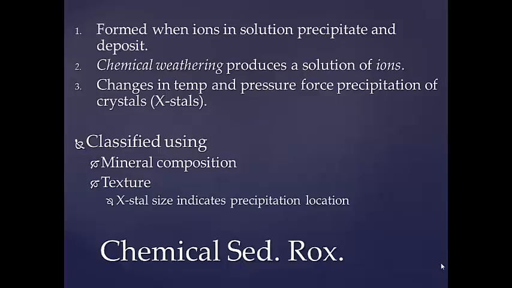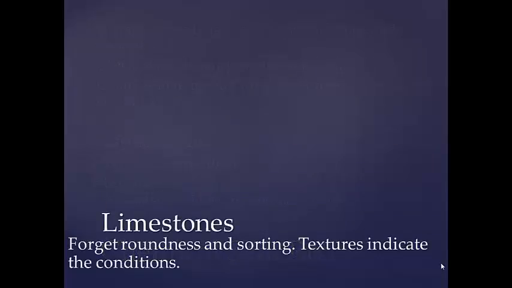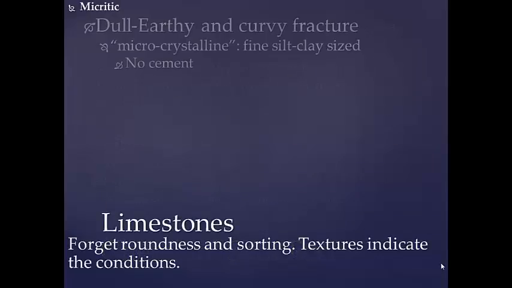And then also the texture, the size, because the grain size is going to tell us, was there enough of the materials in there to make big grains? Were they built inside of a shell, on the outside of a shell? What's the deal? So let's have a look. We're going to start with limestones. We're going to start with the small ones.